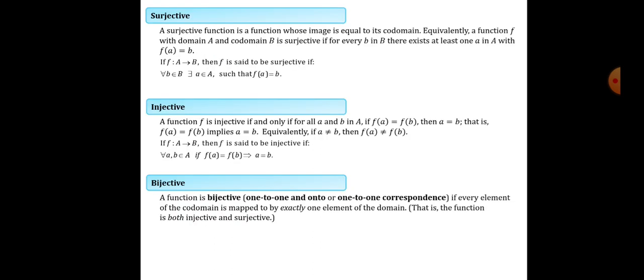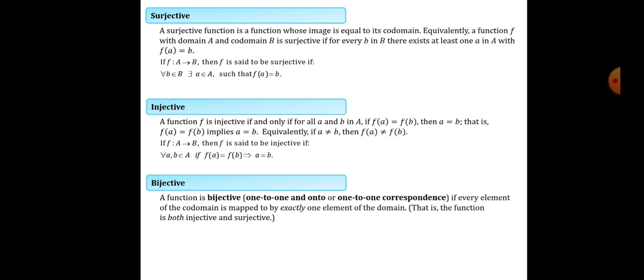First type is the surjective function. What is it? A surjective function is a function whose image is equal to its codomain. That means every element in the codomain has a pre-image. That means every element of the codomain must be related to some element of the domain. Then only the codomain will be equal to the range.